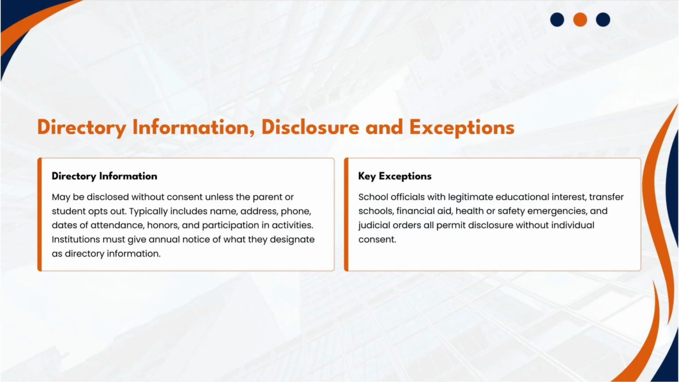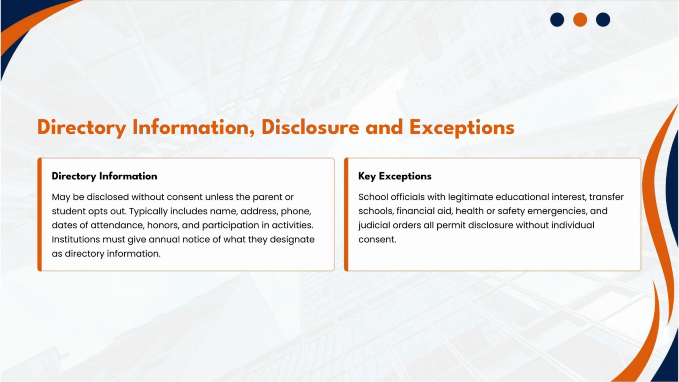And the exceptions are where the action is. Directory information first. This is the category schools can disclose without consent. Name, address, phone, email, date and place of birth, participation in activities, dates of attendance, degrees, honors, and often photographs and weight and height of athletes. But here's the mechanism. Schools must give annual notice of what they treat as directory information, and parents or eligible students can opt out. Notice, opt out, not opt in.